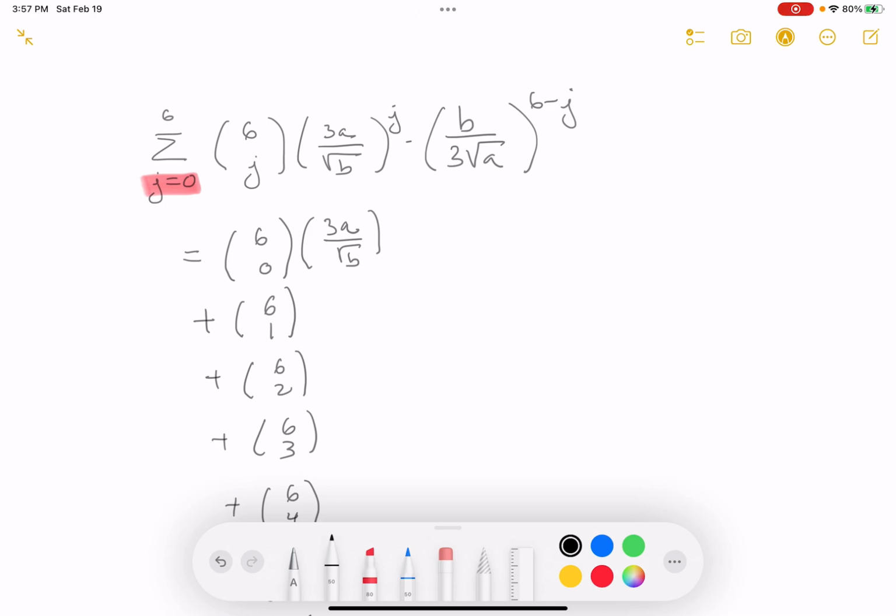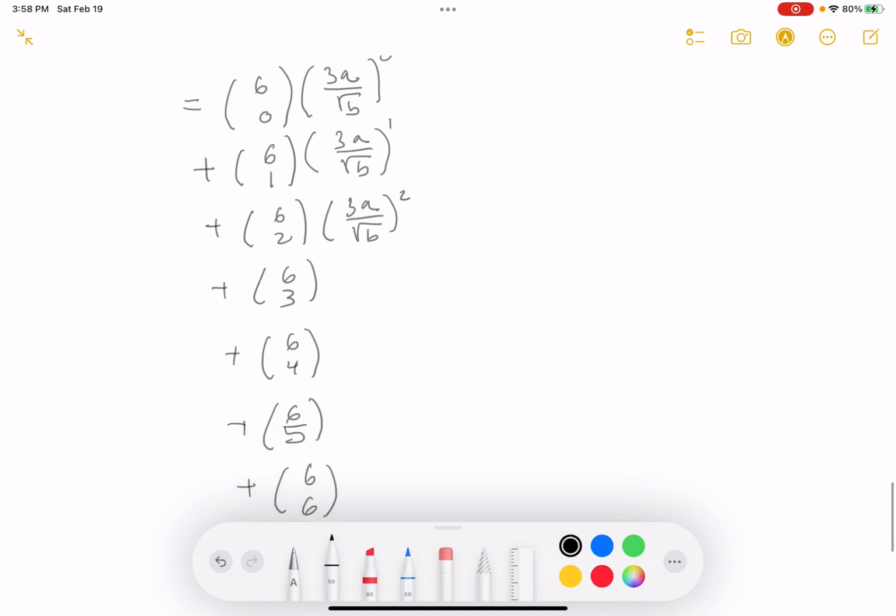to the, well, let's see, if j is 0, all right? Then 3a over root b to the 0, then to the 1, I'm sorry, I'll keep writing this down, 3a over root b to the 2. Really not bad to do, by the way. I mean, to write it down is not bad. To simplify it might be a nightmare. But it's got a really simplistic pattern to it.